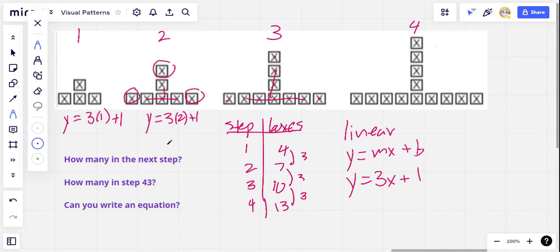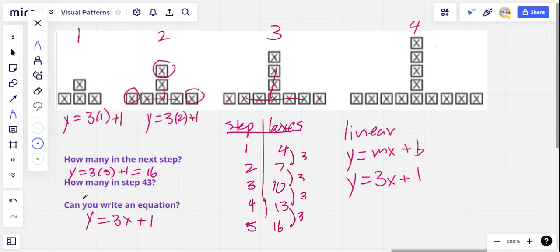Let's use that equation to get the number in step 5. That would be y equals 3 times 5 plus 1. That equals 16. So if we put this in our chart, step 5 would have 16. And look, the difference between 16 and 13 is 3 again, so that checks out. All right, so let me write that equation down here because I think we got that right. y equals 3x plus 1.